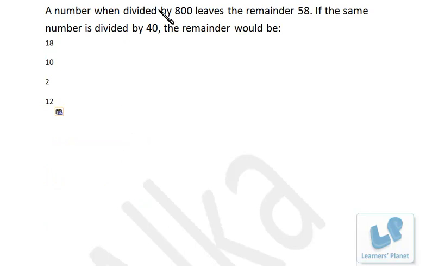Now this question: a number when divided by 800 leaves this remainder. If the same number is divided by 40, what will be the remainder? For any number, n can be written as quotient into divisor plus remainder, right? So if it is divided by 800, that means divisor is 800, right? Quotient we don't know, I write q. Remainder is 58. That means this is actually the number.